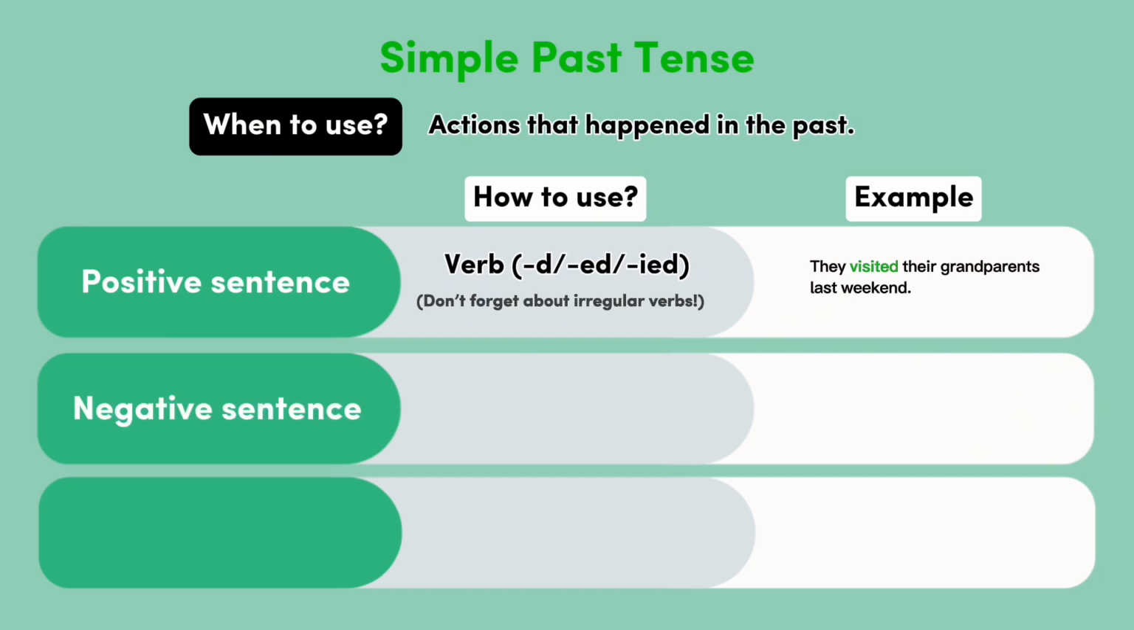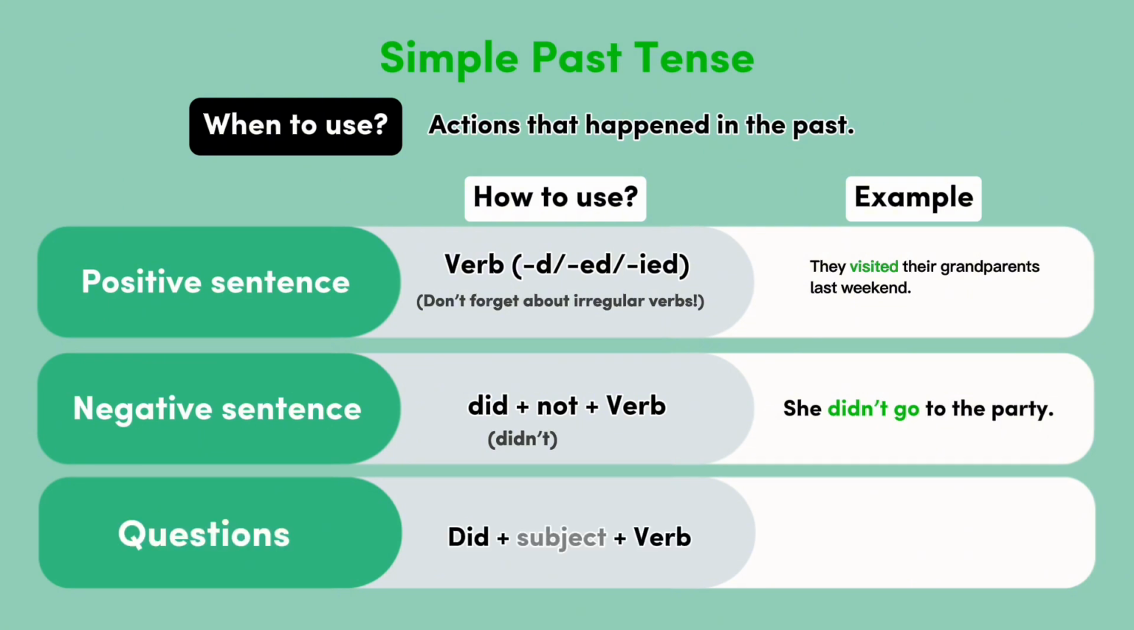Negative sentences. Did not, didn't, plus base form of the verb. She didn't go to the party. Questions. Did plus subject plus base form of the verb. Did you finish your homework yesterday?